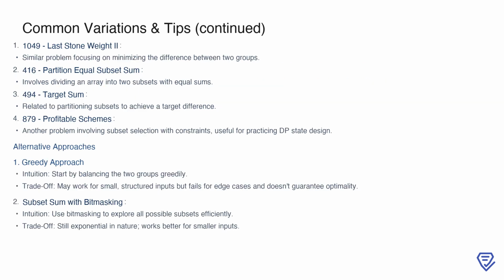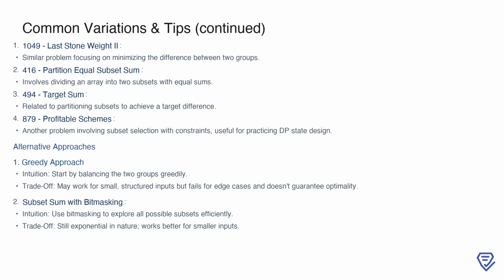To deepen your understanding, it's helpful to study related problems. Problem 1049, Last Stone Weight 2, focuses on minimizing the difference between two groups, which is conceptually similar. Problem 416, Partition Equal Subset Sum, involves dividing an array into two subsets with equal sums, a direct parallel to the balancing requirement here. Problem 494, Target Sum, is another related problem centered around partitioning subsets to achieve a target difference. Lastly, Problem 879, Profitable Schemes, provides additional practice with subset selection under constraints, making it a good exercise for refining dynamic programming state design.